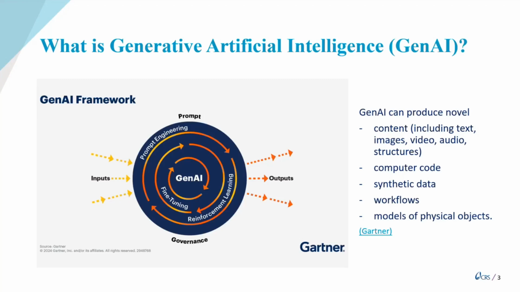We can use it to generate synthetic data. We can use it to help create workflow and automations in the work that we do. We can also use it to design and model physical objects. And so there's really lots of data and information that gets generated through the use of these tools. And so how does it work?